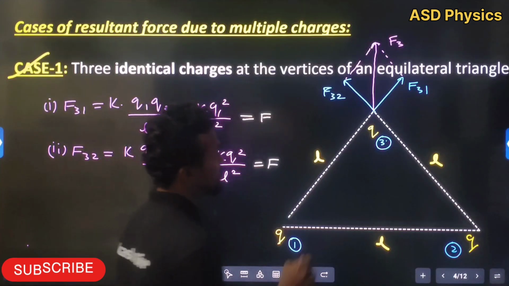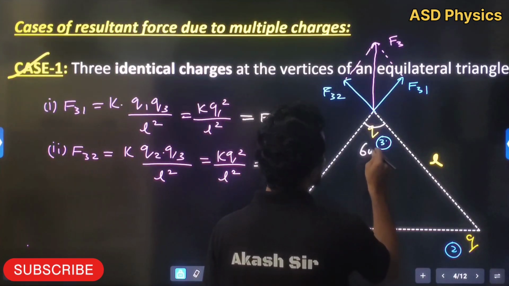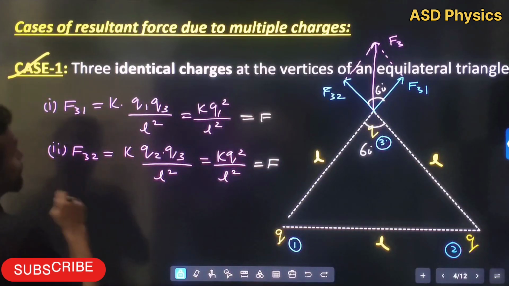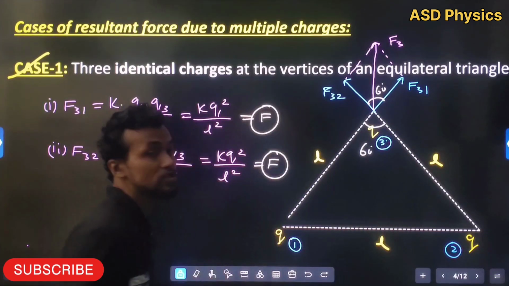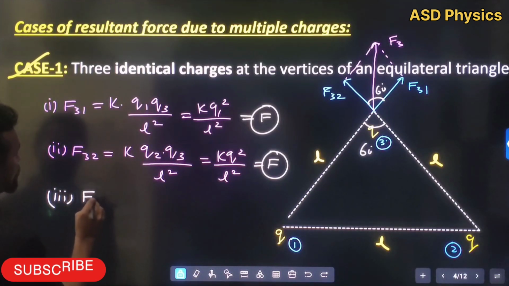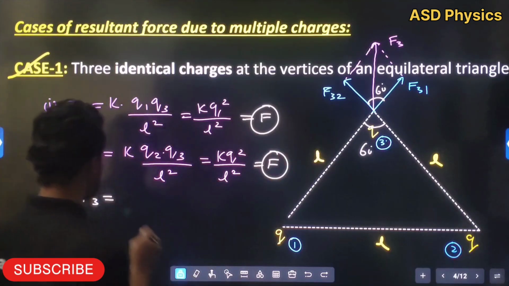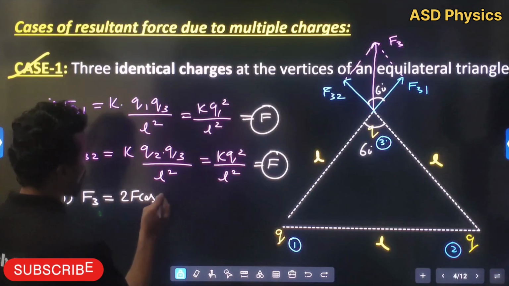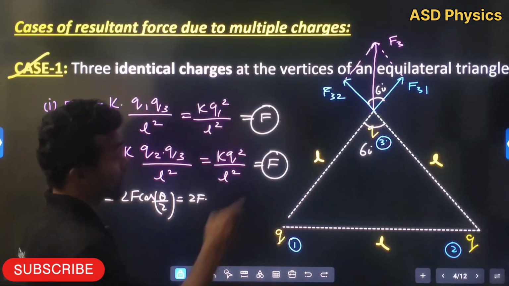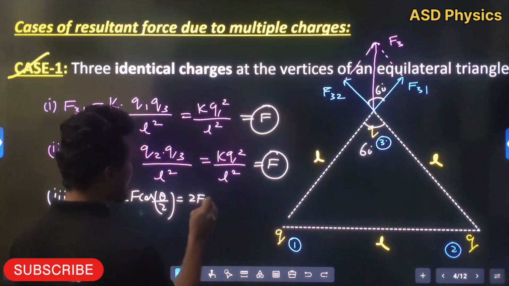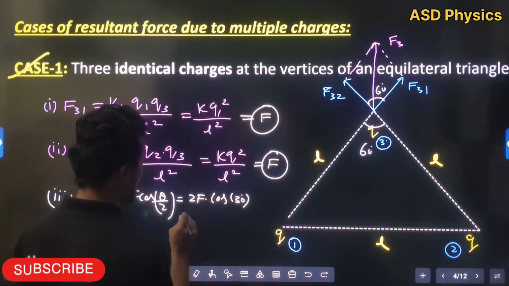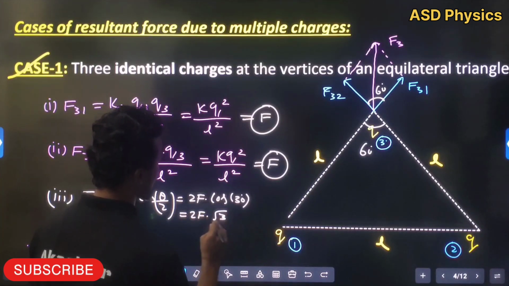Now, can you tell me, in an equilateral triangle, this angle is how much? 60 degrees. So this angle is also 60 degrees. And you can see that the magnitude of the forces is the same. So if we have to write the resultant force at vertex 3, the formula is 2F cos theta by 2. So 2F, and theta is 60 degrees. 60 degrees by 2, cos 30. And the value of cos 30 is root 3 by 2.